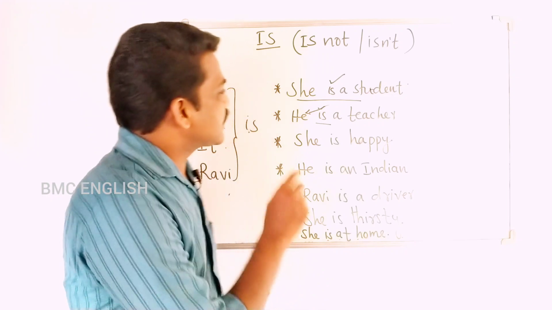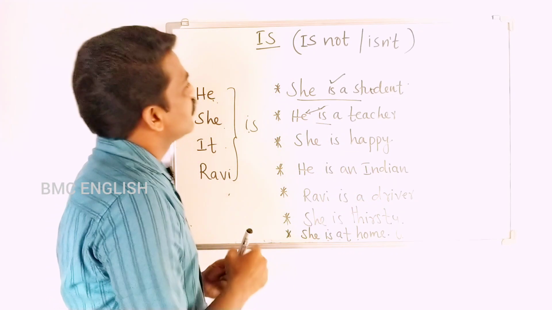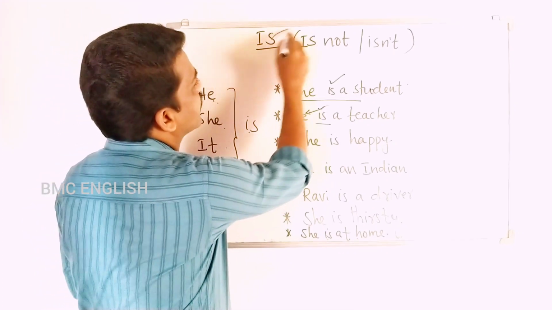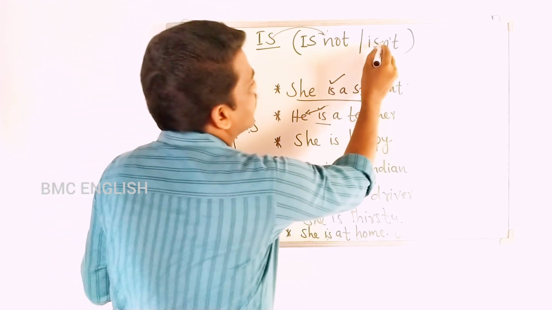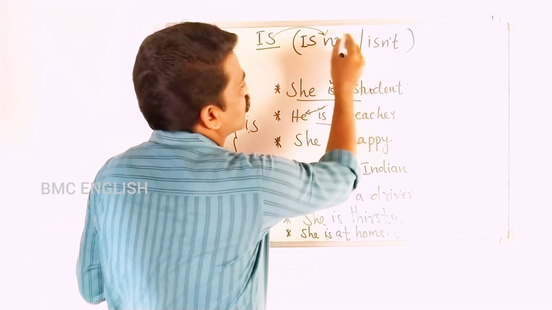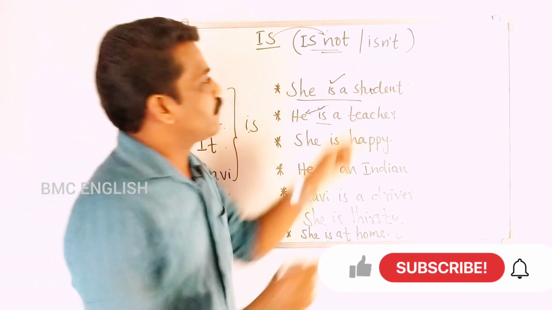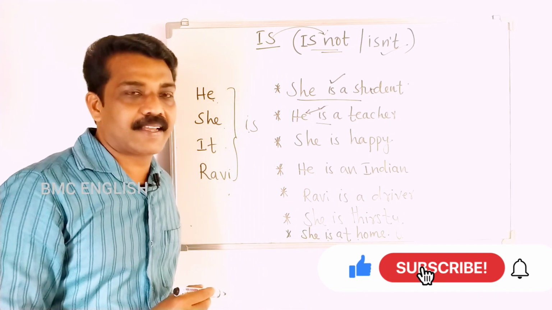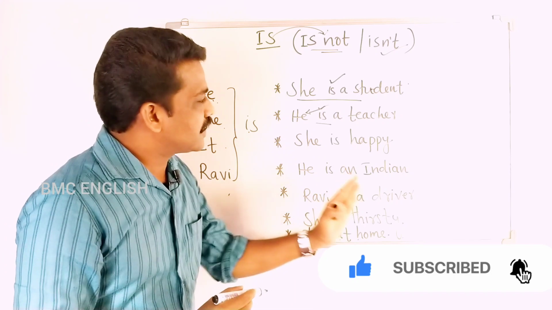Now, let's learn how to change these positive sentences into negative. If you want to change the positive sentence into negative, "is" becomes "is not." And "isn't" is the shortened form of "is not." In spoken English, we often use this shortened form. Is that clear?